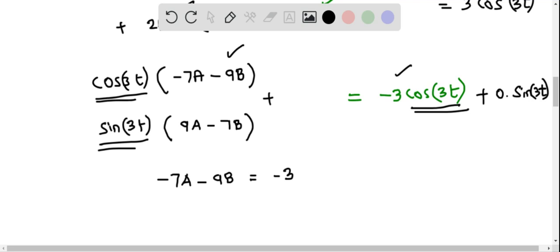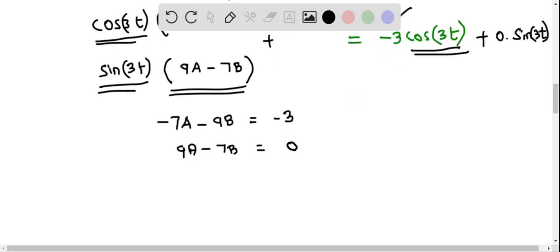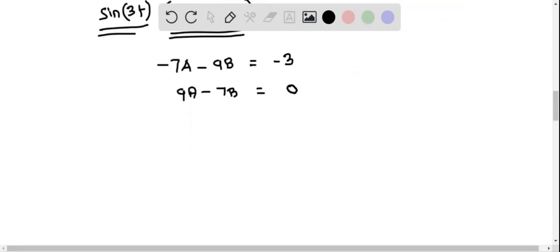And this means the coefficient of sine 3t is positive 9a minus 7b. This must equal 0. So now we have a system of two equations in a and b. We can solve it by substitution or elimination method. So let me utilize elimination method. In this method, I have to make one of the variables the same in both equations.